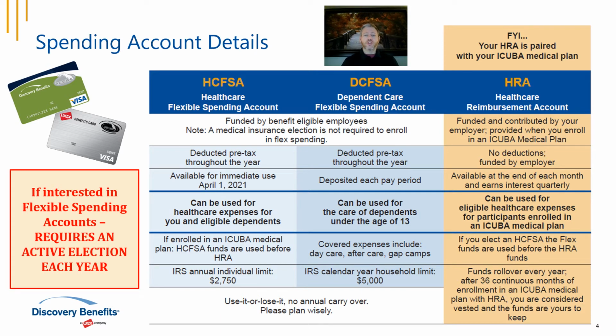So your employer offers 3 spending accounts, which I'll go over in detail. But before I jump in, I want to point out the healthcare flexible spending account and the dependent care flexible spending account. These require you to make an active election. So during open enrollment, you'll need to let your employer know that you'd like to participate in these benefits, and you'll need to let them know how much you'd like to set aside from your paycheck, which is called an election.